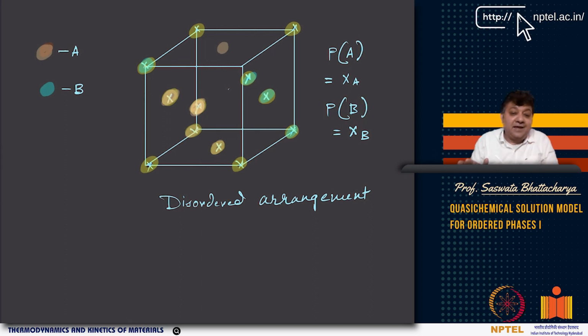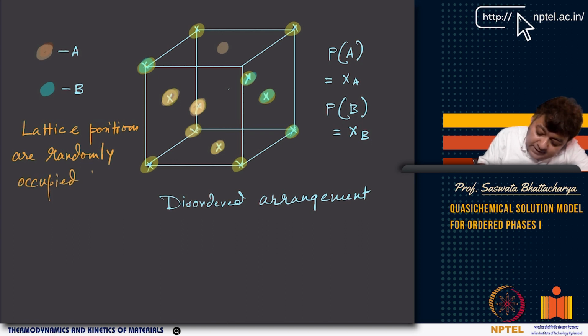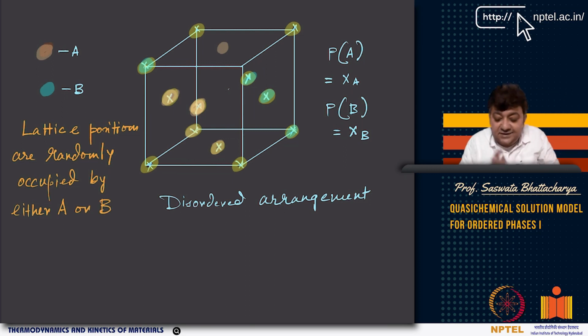Like face centers occupied by A, and as you can see here, the face centers or the corners are occupied randomly by either A or B. So basically, the lattice positions are randomly occupied by either A or B, right? So that's the idea. So this is basically a disordered arrangement.